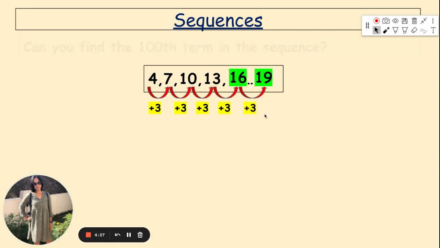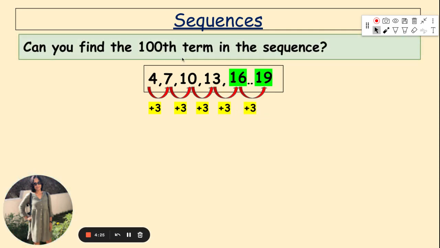Now, what happens if I ask you to find the 100th term of the sequence? That is when you have to figure out the position to term rule. It's called the position to term rule or the nth term rule. You will see this in the book, whenever you're doing position to term.